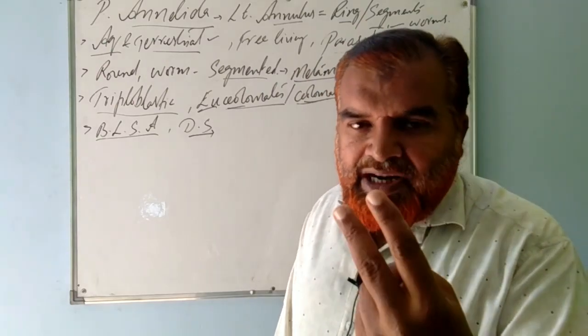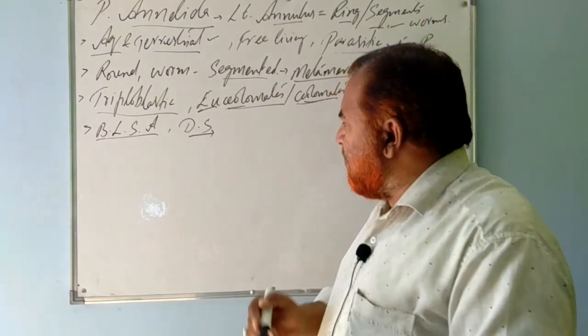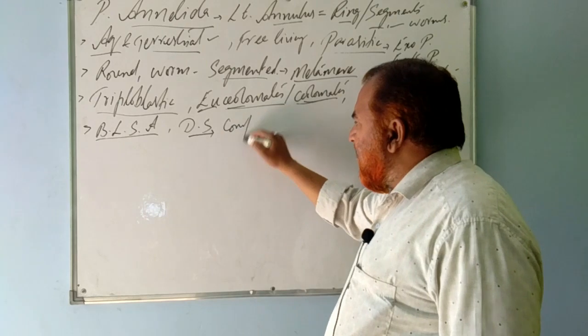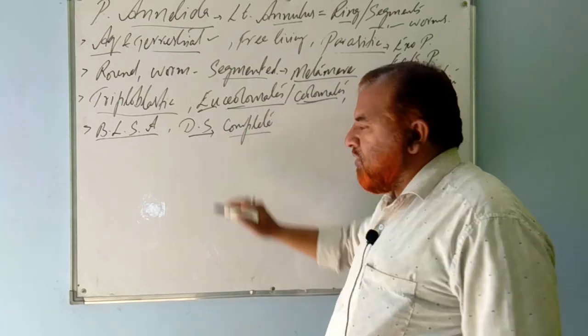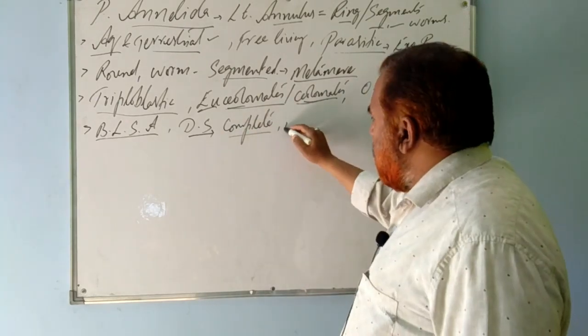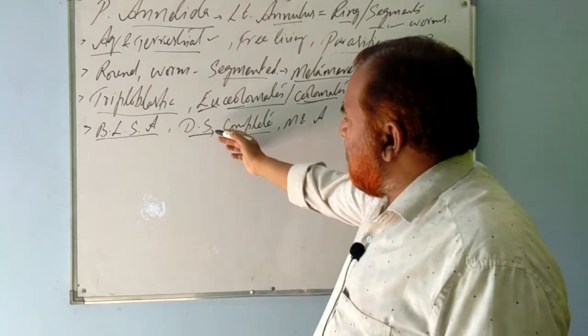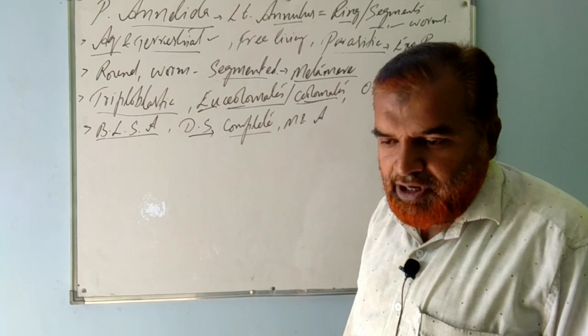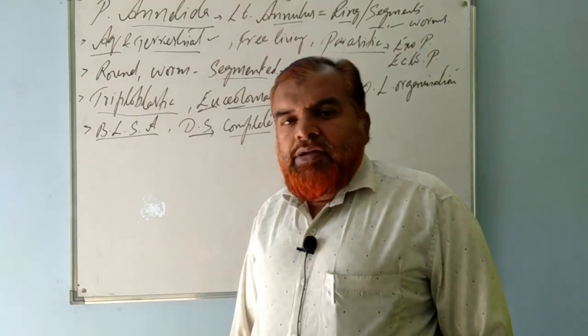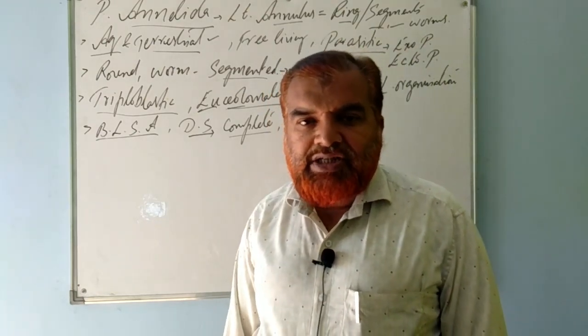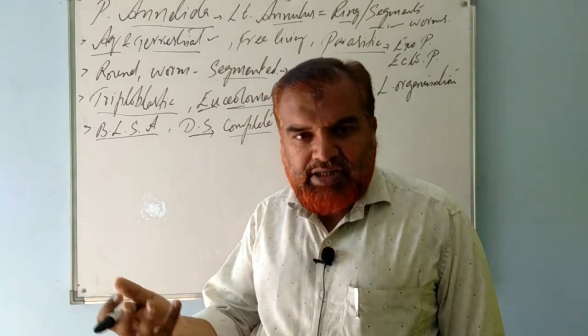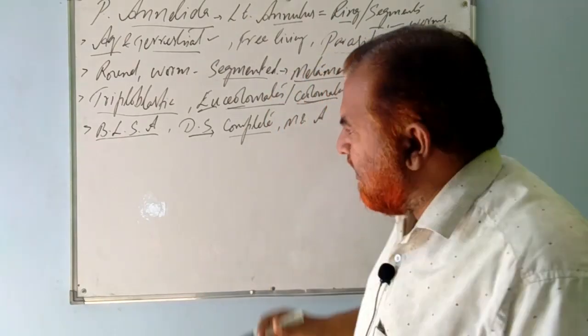So if the animal has 2 openings, such a digestive system is known as complete digestive system. They have both mouth and anus as openings. They have mouth, pharynx, esophagus, stomach, gizzard and intestine. We talk about that in detail.